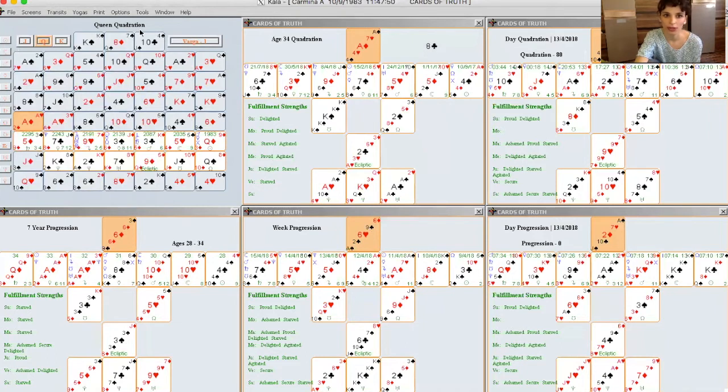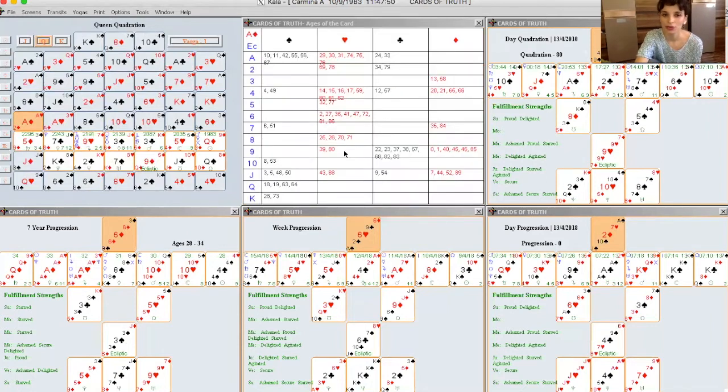You just go here at the Queen quadration to the left and you click the EC or ecliptic. So you can see at what ages you're going to be running what card. So for instance, I'm going to be on the path of the Ace of Spades, which is the card of a very occult card, like going within you to the deepest truth. So I'm on that path at 10, 11, 42, 55, 56, and 87.